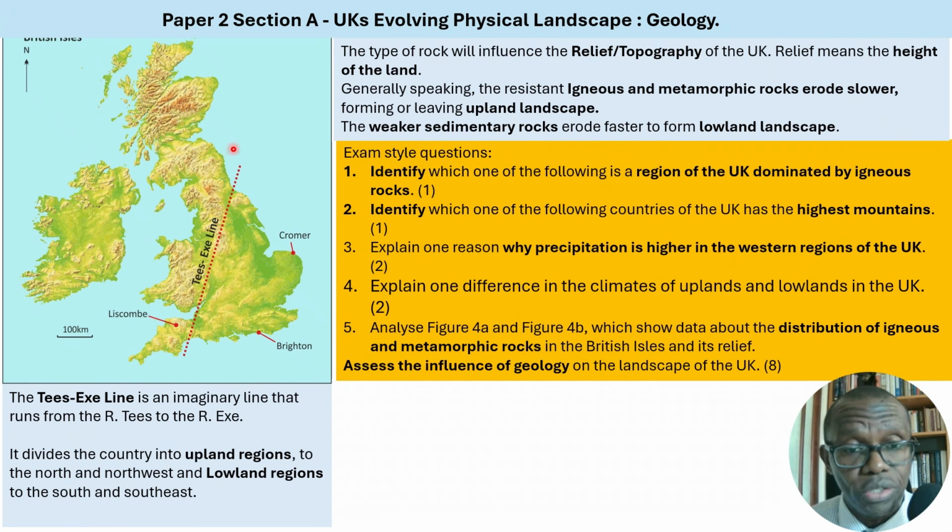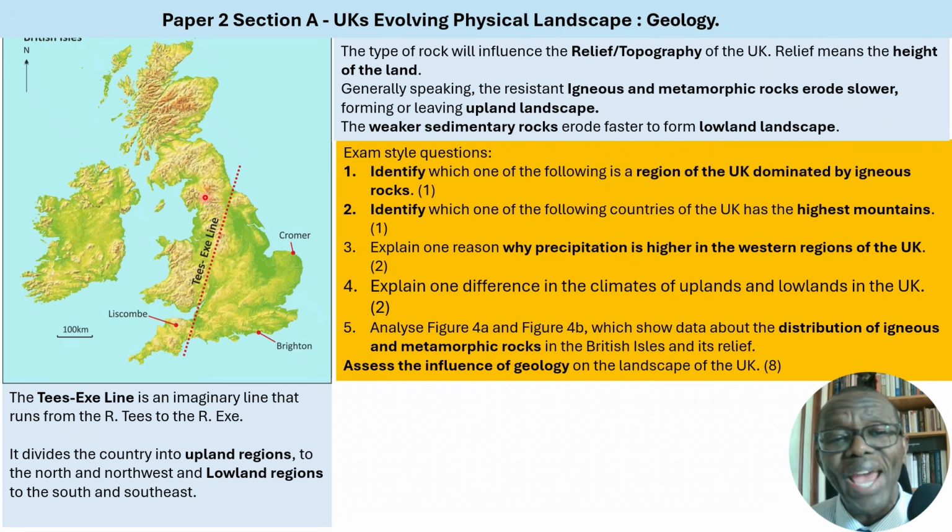Now, if we look at this map here, we can see that we have the country divided into two main sections. So the line here that is dividing them is the Tees-Exe line. It flows all the way from the River Tees to the River Exe in the south. And it divides the country into the upland areas, which are to the north and the west of the country. As you can see, the brown color here represents upland landscape. And then to the right here, so the south and the southeast of the country, we have lowland or mainly lowland landscape. So this Tees-Exe line obviously is an imaginary line and divides the country into those two major sections.